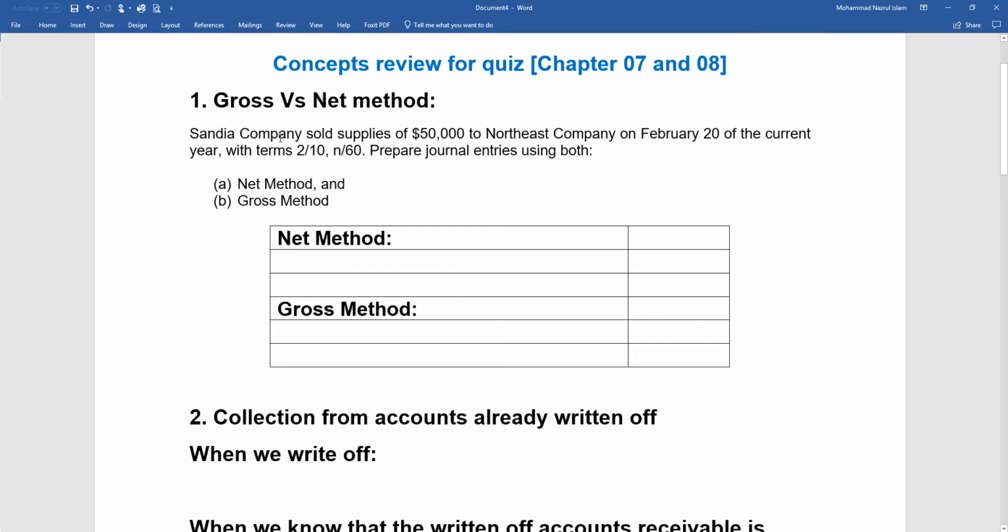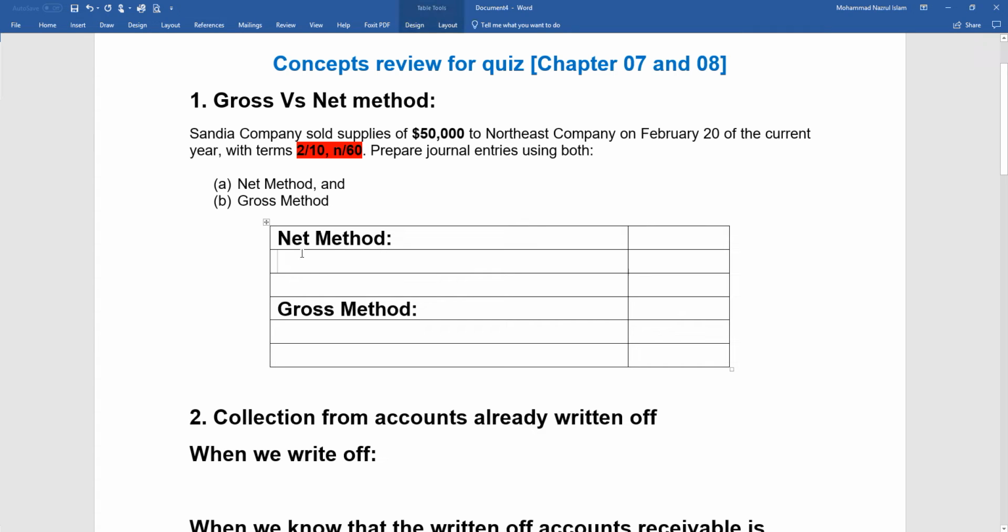Okay, so the Sandia company sold supplies of $50,000 to Northeast Company on February 20 of the current year, and the terms were 2/10, n/30. Be careful about the terms 2/10, n/30. So if the buyer pays within 10 days, they will get a 2% discount. Prepare journal entries using both the net method and the gross method.